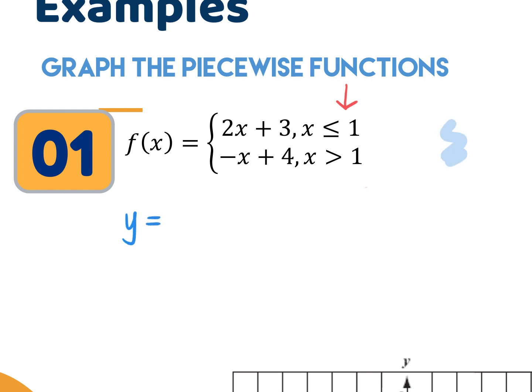I'm going to do one in blue. All right, so in blue, I'm going to write y equals 2x plus 3. Because remember, f of x is a fancy way of saying y. So I recognize here that my slope is what? 2, so 2 over 1. And my y-intercept is 3.